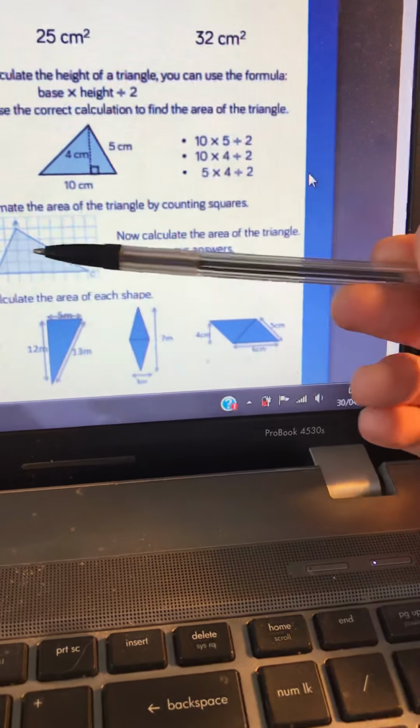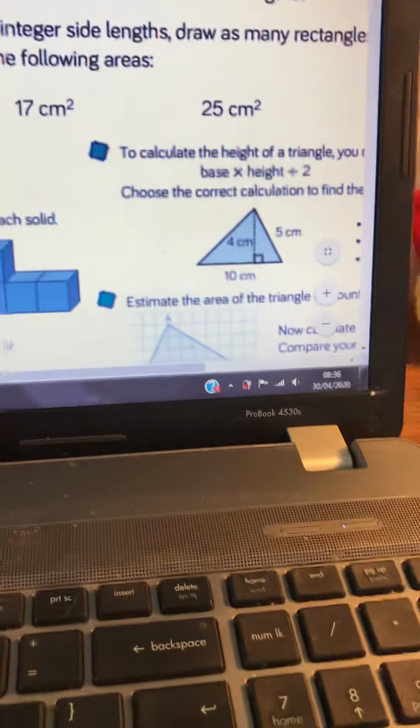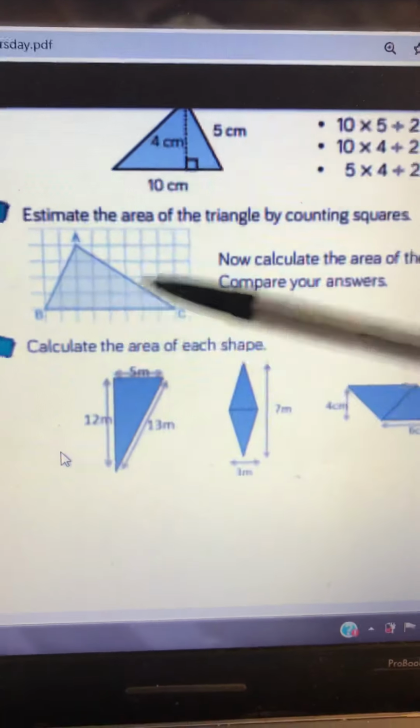Now here, we can estimate by counting the squares. Let me just zoom in. There we go. The squares and part squares before we then calculate it.